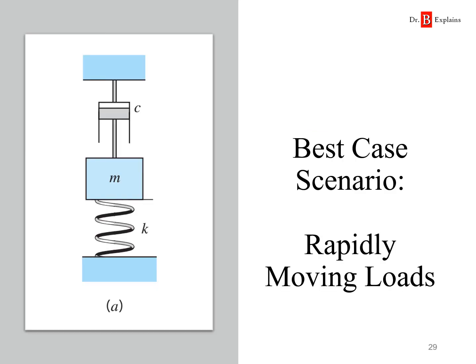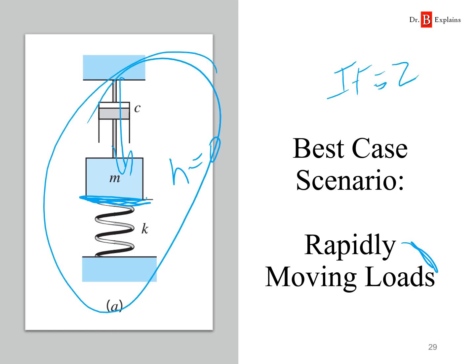So now we have the best case scenario under impact loading, which means the least severe, and that is the case for a rapidly moving load. This is when the mass is touching the spring, so H is also 0, but then there's something else slowing it down. We already saw for the previous case that the impact factor is 2. So what is the impact factor in this case?